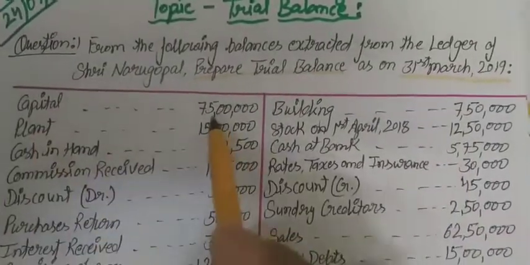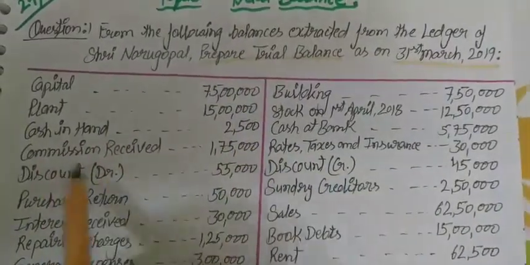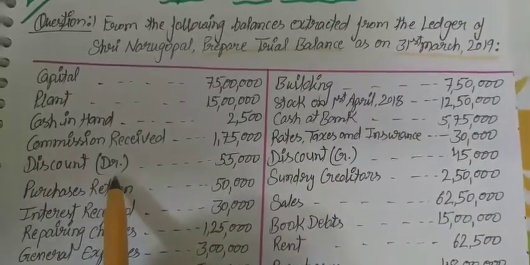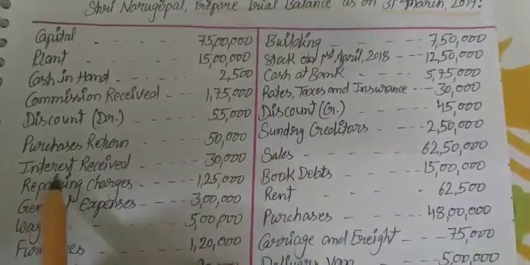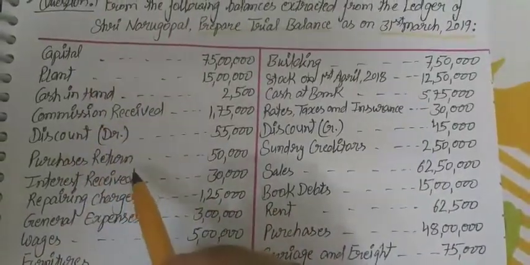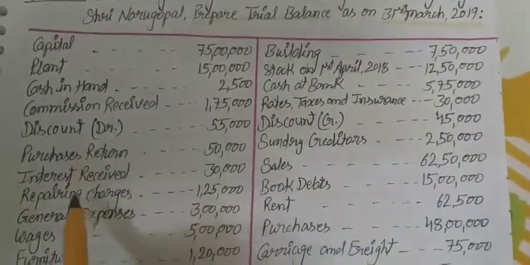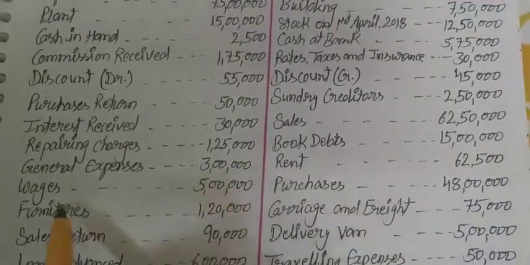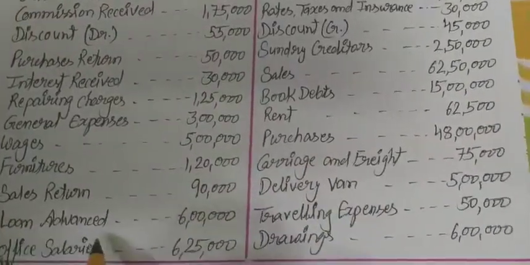Their capital balance is 75 lakh, plant 15 lakh, cash in hand 2,500, commission received 1 lakh 75,000, discount debit balance 55,000, purchases returned 50,000, interest received 30,000. According to these transactions we have to confirm which are the assets, liabilities, expenses and incomes. Here interest received, repairing charges 1,25,000, general expenses 3 lakh rupees, wages 5 lakh, furniture 1 lakh 20,000, sales return 90,000, loan advance.